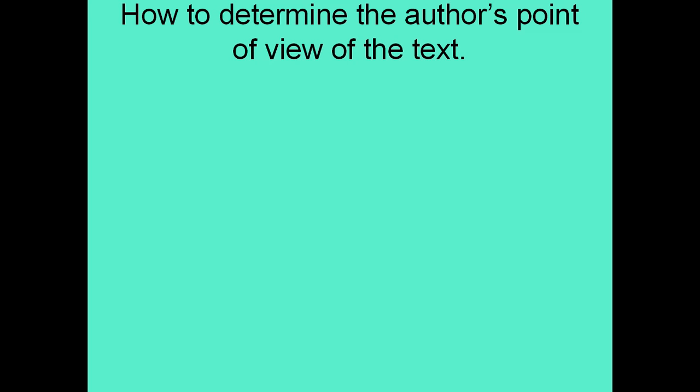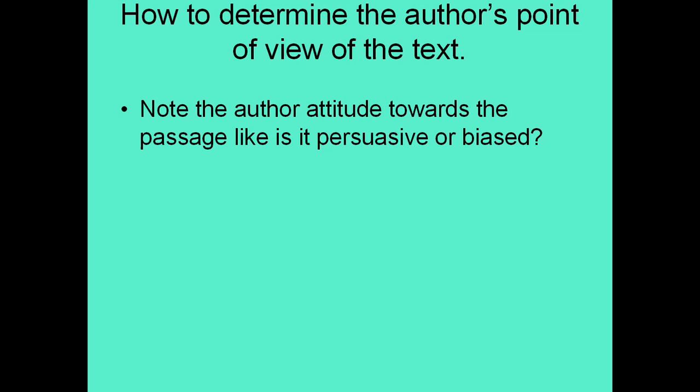Next is how to determine the author's point of view of the text. In this you have to put yourself in the shoes of the author, and then describe your view about the text. How will you do that? First of all, you have to note the author's attitude towards the passage. Like, is it persuasive or biased? Many authors have many types of writing, and according to their mood or emotions, they write persuasive, biased, or like that. So you have to know the attitude of the passage.